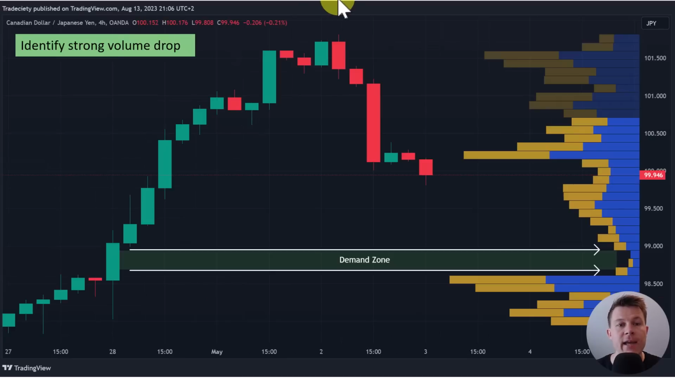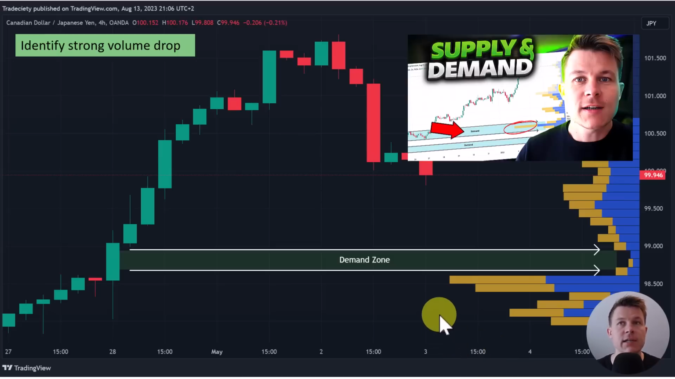Next is a supply and demand trading approach. What you do is you activate the visible volume profile in your TradingView. This is also a free indicator. I made a video recently on my YouTube channel about how to set this up.